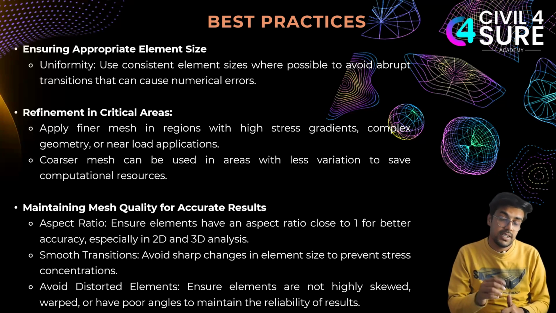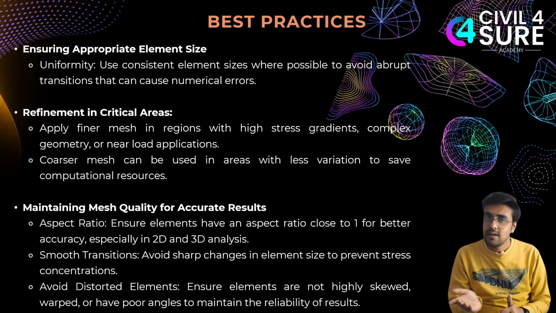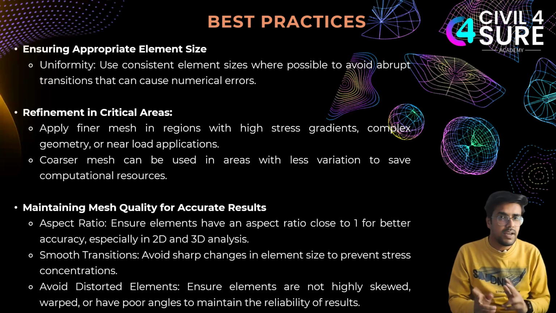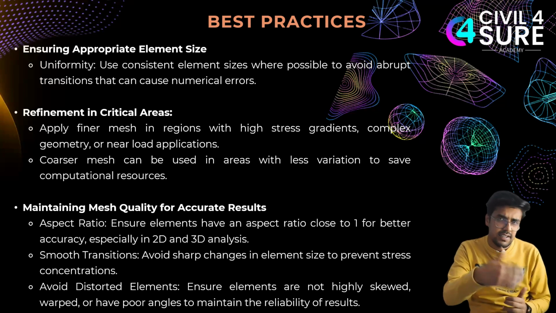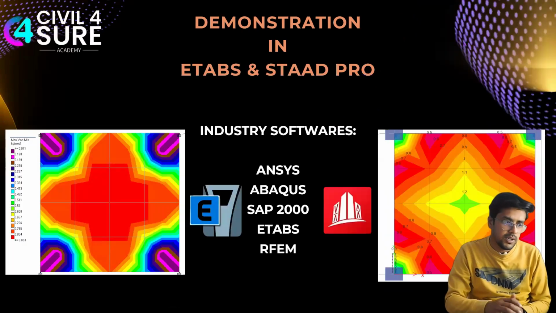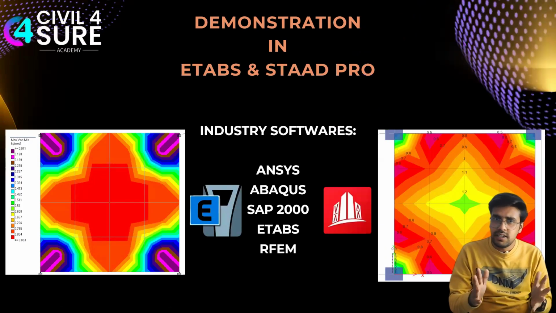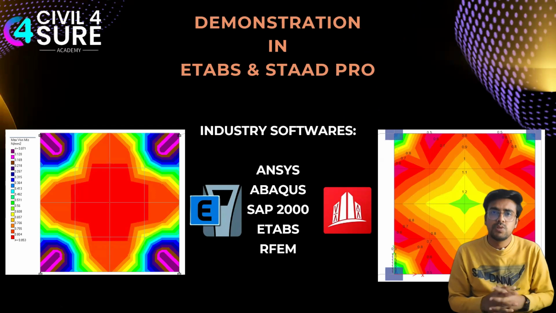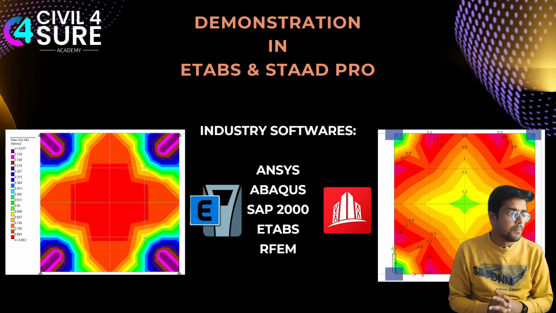But in Staad Pro, it gives you the option whether you want it quadrilateral, whether you want it triangular, whether you want it in sizes. So both have advantages and disadvantages. We are going to study them in the demonstration. So we will start the demonstration now, on how we can use this in Etabs and Staad.